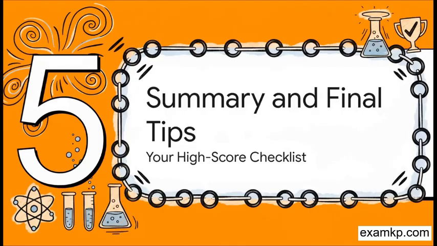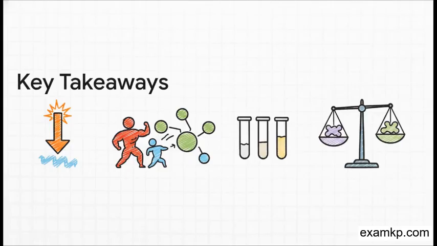Fantastic work today. We've covered a lot. Let's just quickly summarize the most important points to lock in those high scores for your exam. This is your high score checklist. If you remember nothing else from this lesson, please remember these 4 things. 1. The order of reactivity is F greater than Cl, greater than Br, greater than I. It decreases down the group.